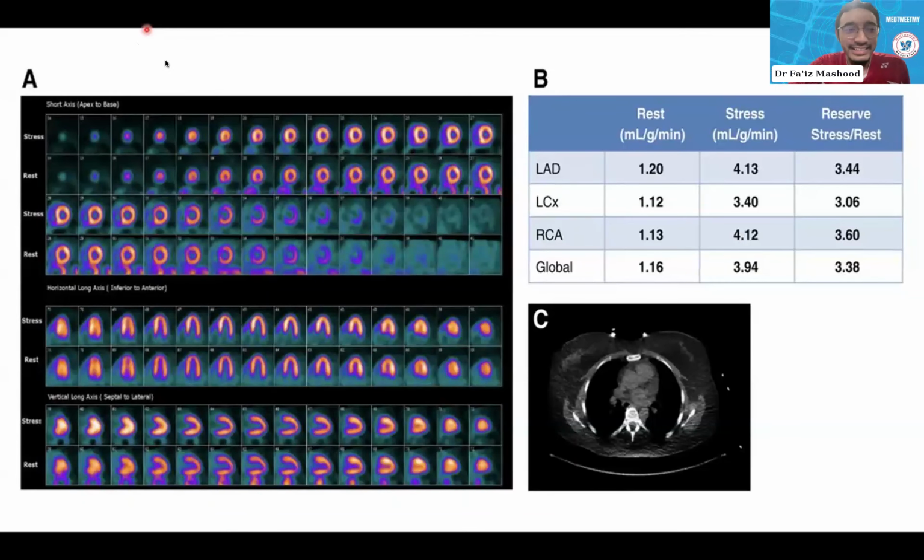So proceed. This is an example of one of the patients' PET scan images. On the left side is a qualitative static perfusion image, and on the right side is the quantitative assessment. We'll go on the left side first. You see the short axis images from apex to base, both at stress and at rest.